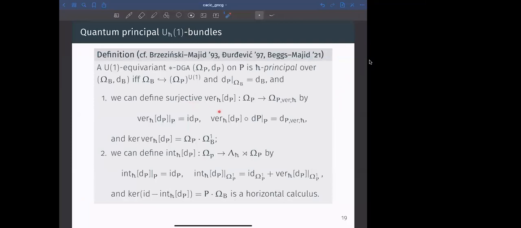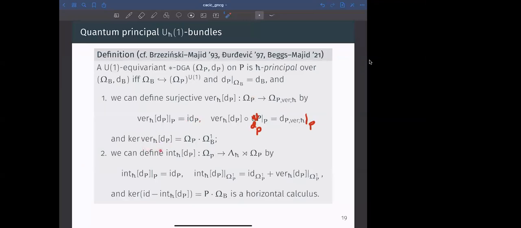So what this means is that you have a surjective morphism, this vertical map from omega P, the total forms, to the vertical forms that restricts to the identity on degree zero and behaves in the following way with respect to the exterior derivative: if you take an exterior derivative of something in degree zero and follow it up with the vertical map, that's the same thing as the vertical exterior derivative of that element. So it's, if you like, a surjective morphism of the total calculus with the vertical calculus, that restricts to the identity on the base.